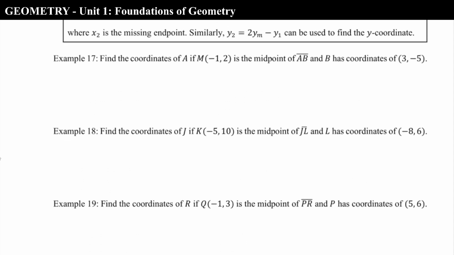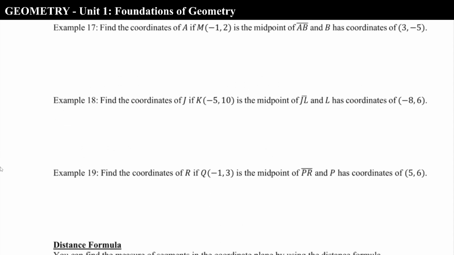So let's do some examples of this. All right, so example 17. Let's find the coordinates of A if the midpoint, -1, 2, is the midpoint of segment AB, and B has the coordinates of 3, -5. Okay, so we're going to first find the x-coordinate of the missing endpoint. So we're going to use this, and then we're going to come over and do the same for our y-coordinate.